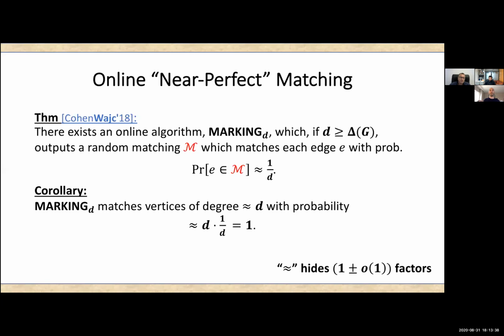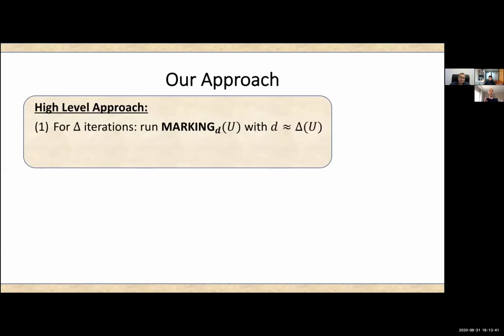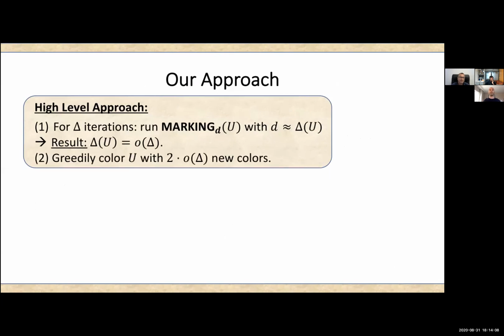So let's see how we're going to use this. Our high-level approach is going to be as follows. For delta iterations, we're going to run this algorithm marking D on the uncolored graph U, where we pick D to be roughly the uncolored graph's maximum degree. As I argued in the previous slide, this means that every vertex should have its degree decrease at the rate of roughly 1 per color. And so after delta iterations, the uncolored graph's maximum degree should be little order of delta. And now all we really need to do is just run the greedy algorithm on the remaining uncolored graph for like a cleanup stage, requiring another little order of delta colors. So all in all, delta plus little order of delta and a roughly 1 competitive algorithm as we want.